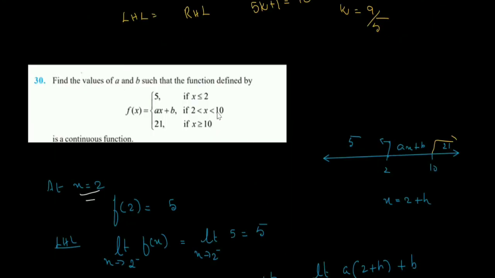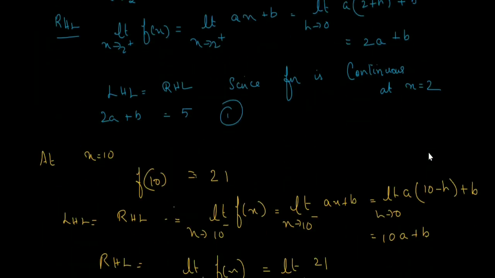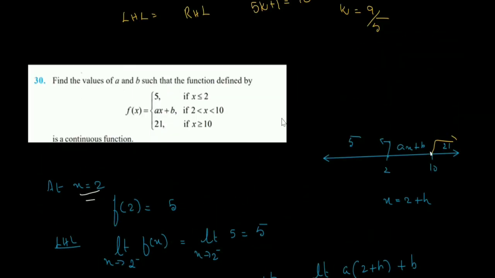At 10 you can see the function is changing. So at 10 we have to find the left limit, right limit and functional value. It changes from ax plus b to 21. There is a change, but it is still continuous, as given. So let us use that condition at x equal to 10. f of 10 is equal to 21. At 10 it is 21, and right of 10 also 21. So we have to find the left of 10.